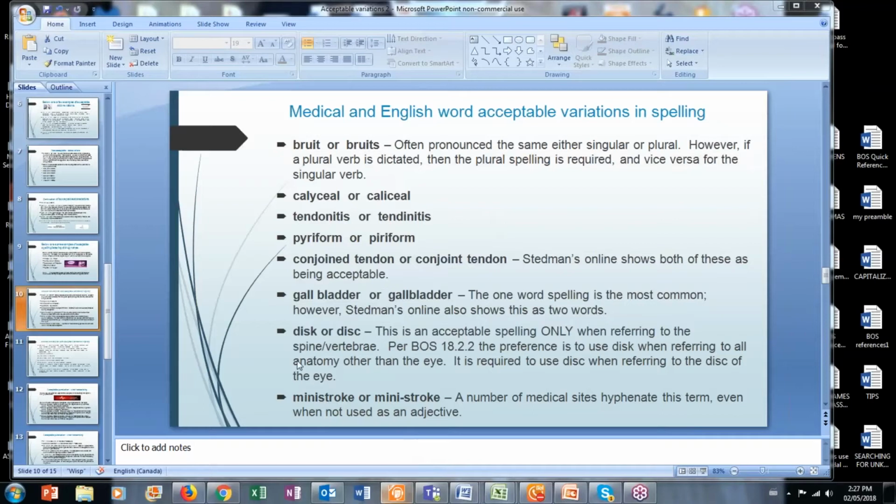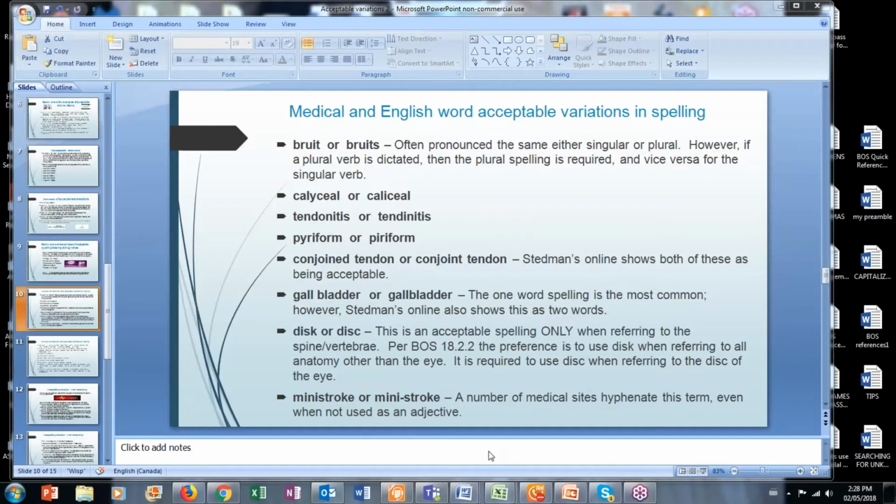So, yeah. And calyceal, you can spell that with a Y or an I, whichever. Oh, my thing is froze. Tendinitis, another one, you can spell that with an O or an I. Both ways are acceptable. And the same with pyriform, I or a Y. And we also accept either conjoined tendon or conjoint tendon. Stedman's Online shows both of these as being acceptable. So therefore we'll accept both of them.